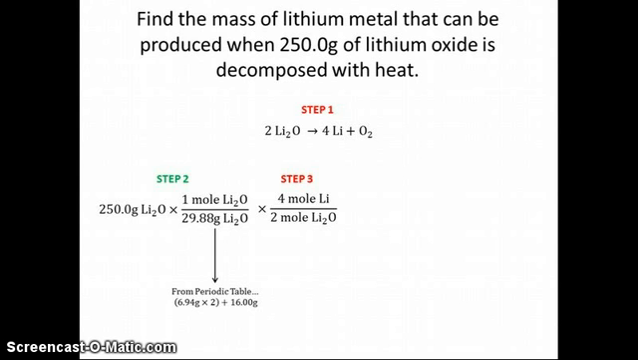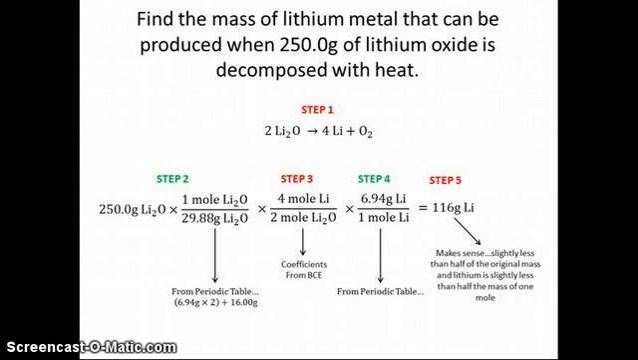Now finally, it wants to know the mass of lithium metal, so I'm not quite done. I've got it in moles, but I can't really measure that in the lab. So one more little mole conversion. We're going to use the fact that 1 mole of lithium is worth 6.94 grams, again, from the periodic table. If we look up lithium, it says every lithium is 6.94 grams, and we end up with a total answer of 116 grams of lithium.